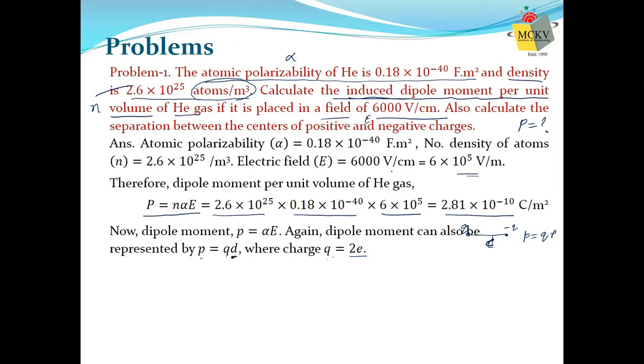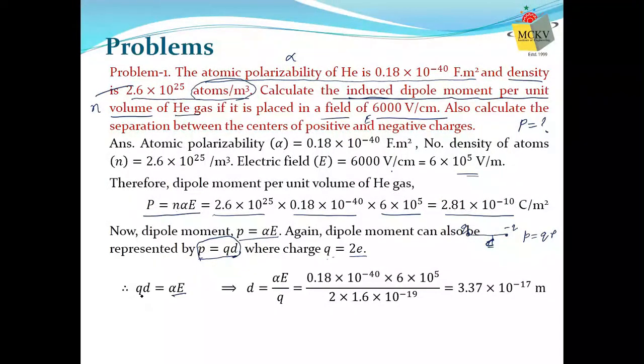What do you require? You require P then. This is our formula. Q is known, Q is 2E. D needs to be estimated. So if we know P, D can be estimated easily. How will you know P? P equals polarizability into electric field, alpha E. Both are known. So P can be written as alpha E and P can also be written as Q into D. So from that, estimate D as alpha E by Q. Alpha is supplied, E is supplied, and Q, the charge, you can estimate from the material given.